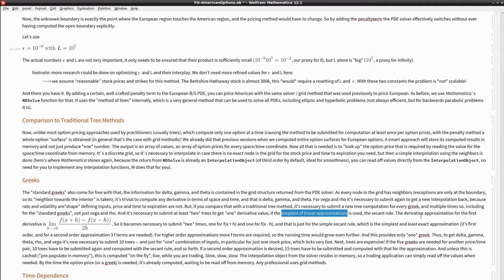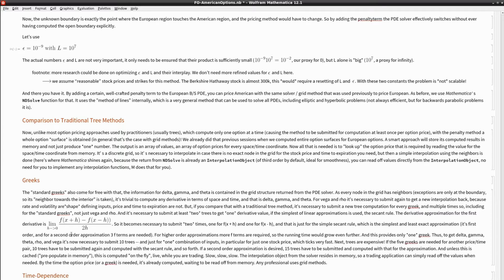If you use the simplest linear approximation, that would be the secant method, and then the derivative approximation is simply f of x plus h minus f of x minus h, divided by 2h. You will still remember this from 10th grade in high school. This is the secant method, and it requires two computations of our option prices. We need f at x plus h, and we need f at x minus h. So we need to submit at least two trees, one for f of x plus h and one for f of x minus h, and that is just for the simple secant rule, which is the simplest and least exact approximation.